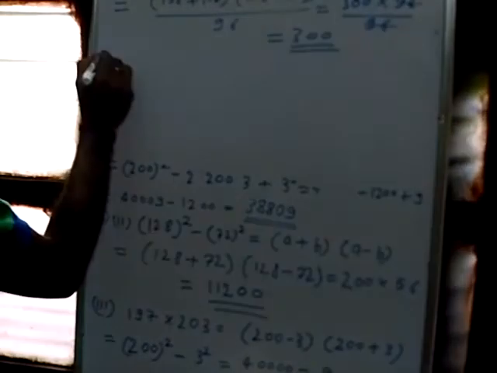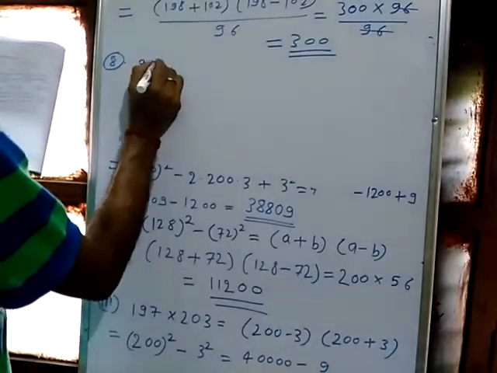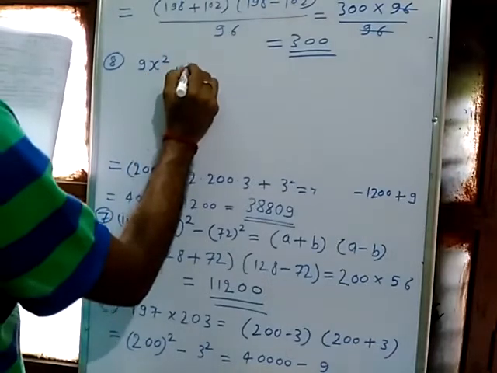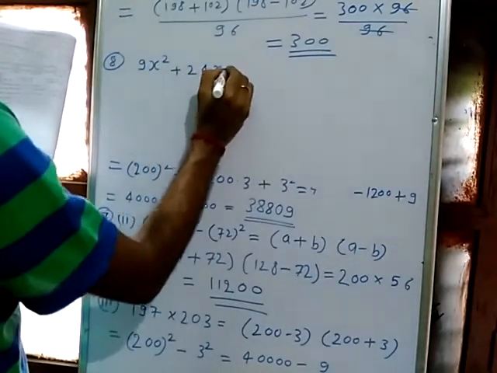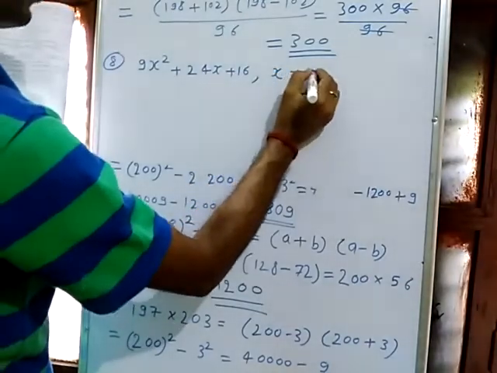Question number 8. Look at question number 8. Friends, I will explain question number 8. What is given in question number 8? Find the value of the expression 9x square plus 24x plus 16 when x is equal to 12.